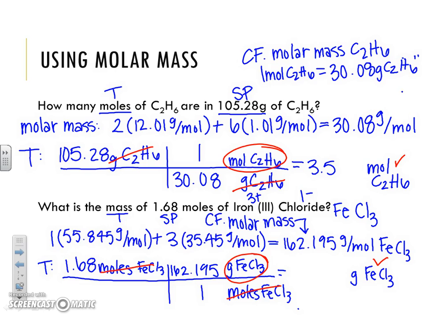And then I have just simply to solve the problem. So I'm going to multiply the top together. I'm going to divide by the bottom, which is just 1. And this gives me 272.49 grams of iron 3 chloride in 1.68 moles of iron 3 chloride.